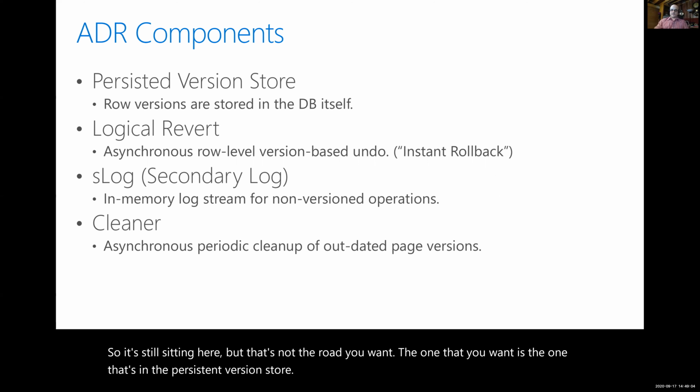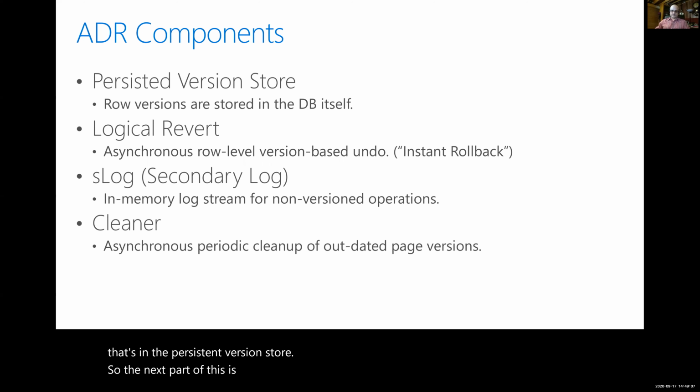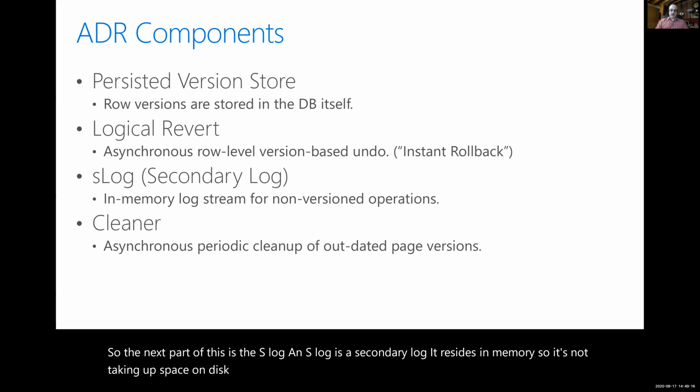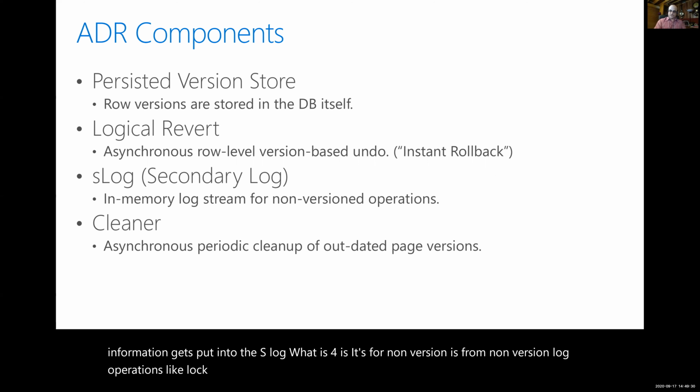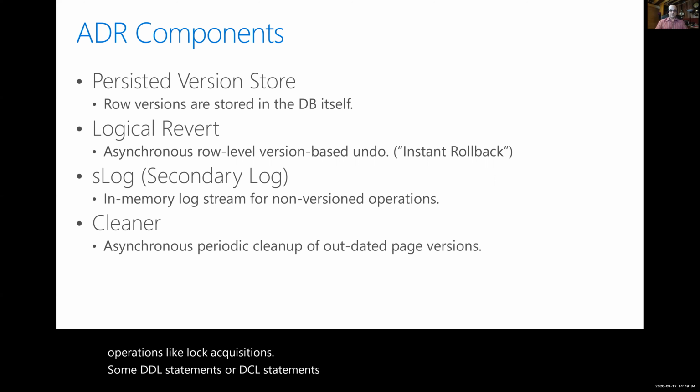So the next part of this is the slog. And slog is a secondary log. It resides in memory, so it's not taking up space on disk, and it's incredibly fast. It's also low volume, so not a whole lot of information gets put into the slog. What it's for is non-versioned log operations like lock acquisitions. Some DDL statements or DCL statements will go to the slog instead of going to the transaction log.